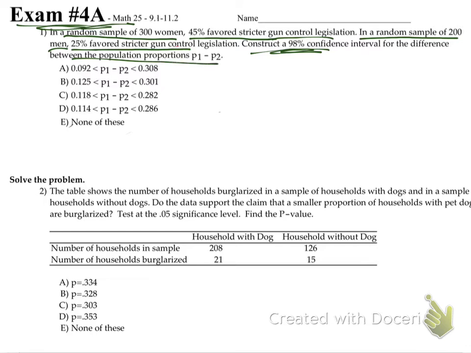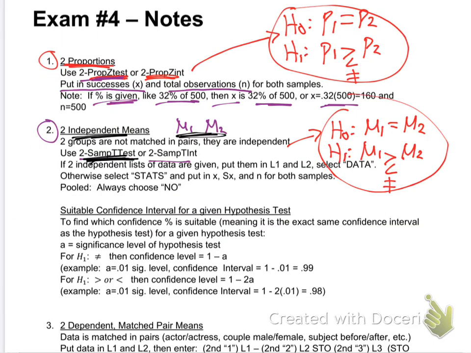Okay, so we've got to go back to our exam 4 notes and see which technique we're supposed to use. So here's the exam 4 notes. Here's something I think is helpful to add to the exam 4 notes: H0 and H1 for the two proportions, and H0 and H1 for the two independent means. I think that might help you to have that on your exam 4 notes.